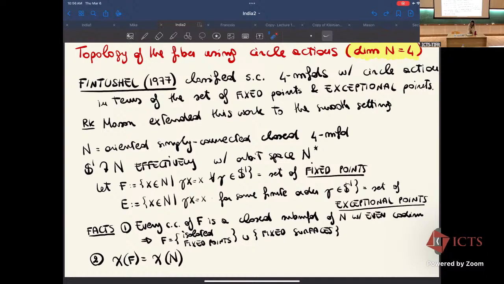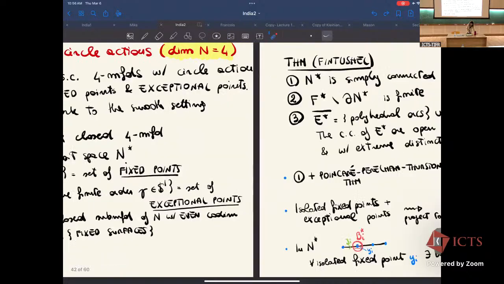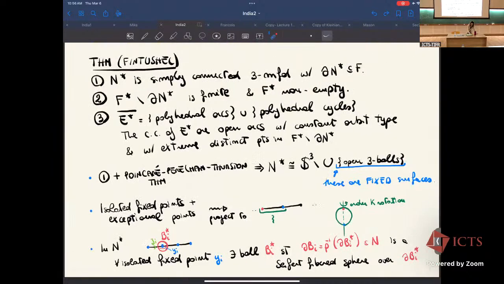Another thing that is important for the calculation is that the Euler characteristic of F is the same as the Euler characteristic of N. So I'm switching now and calling the fiber N, because F is the set of fixed points. I apologize. Let me just try to tell you some of the important parts.